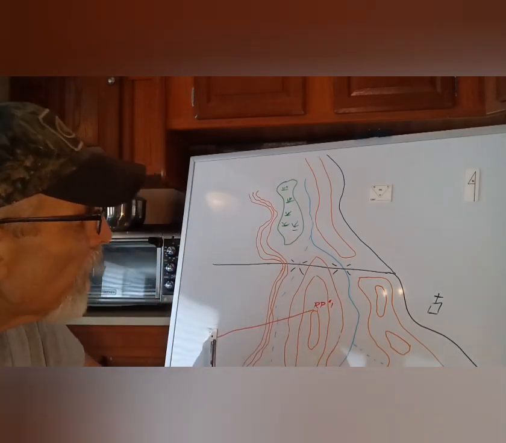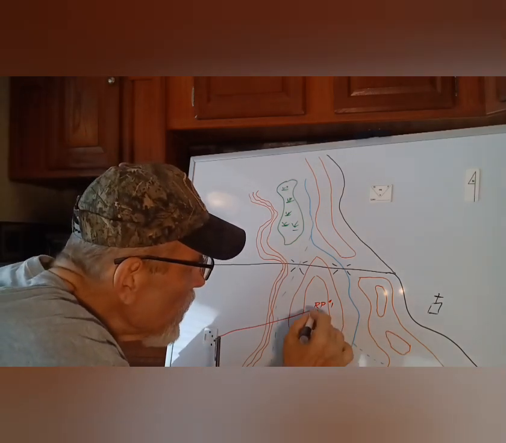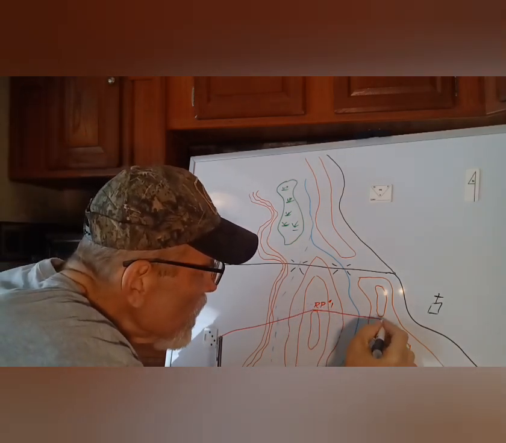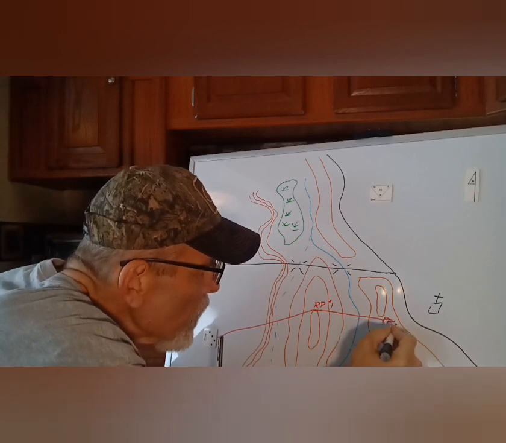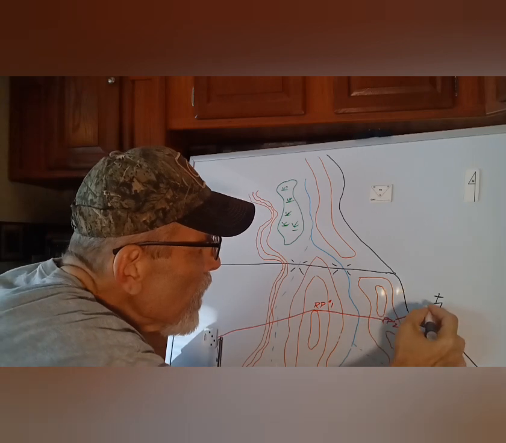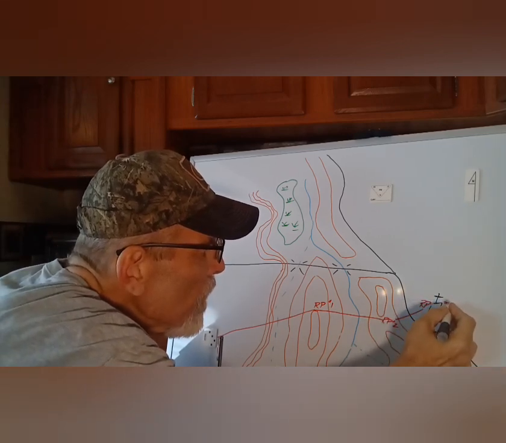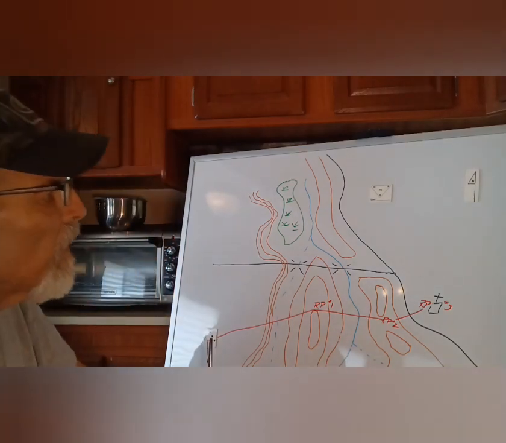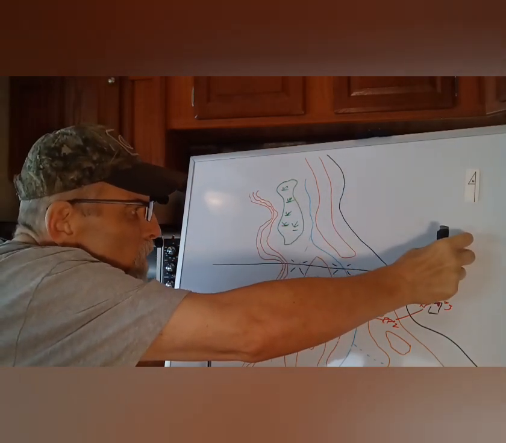Okay. Our next one is this saddle right here. So now we're going to shoot an azimuth to here. This is rally point number 2. Then rally point number 3. And let's put a patrol base a little closer. We'll put it right here.